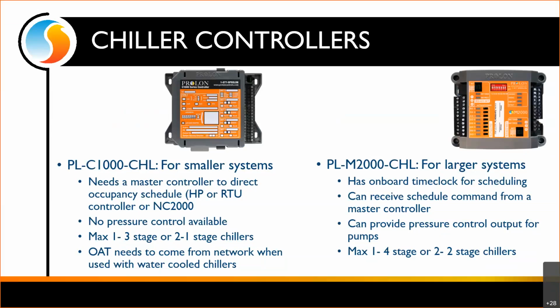When we're using this with a water-cooled chiller, if outside air temperature is involved at all, that's going to need to come from the network, because the physical input that I have that would have been outside air is now going to be used for one of my water temperature sensors. On the M2000, again, more inputs, more outputs. We've got the time clock. It has the ability to do pressure control.